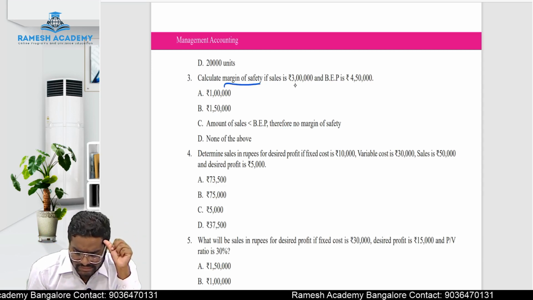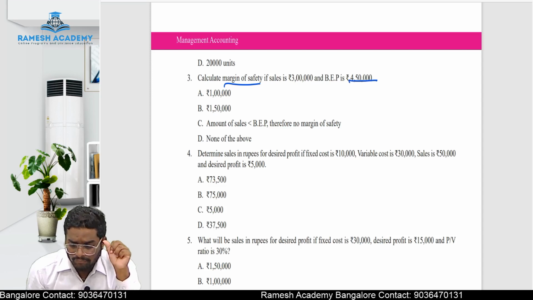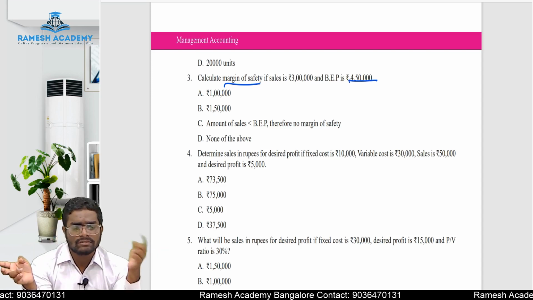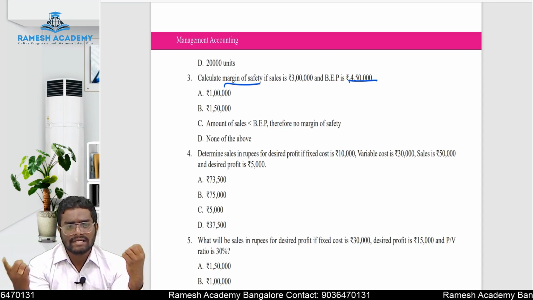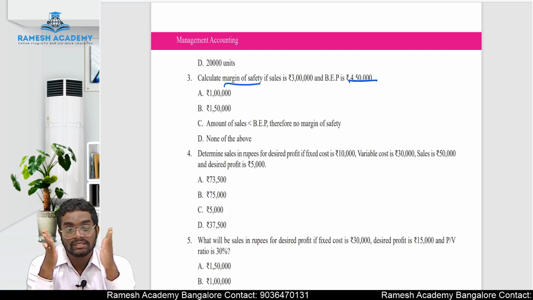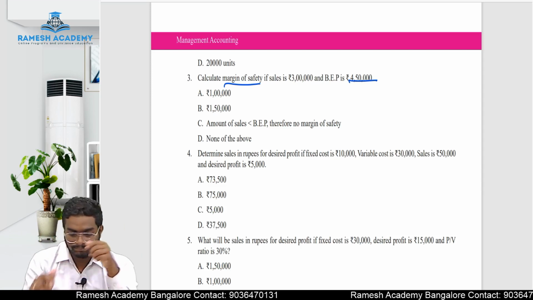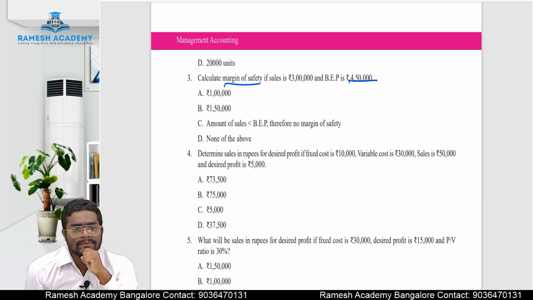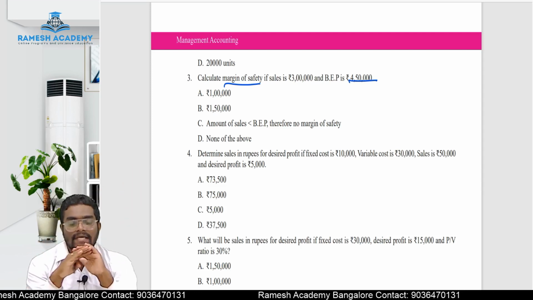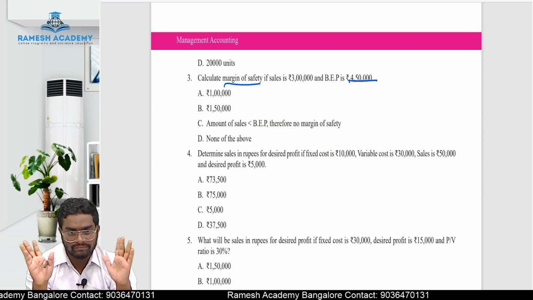They have given sales as 3 lakh and BEP as 4,50,000. So they are telling that total sales is divided into two parts. One is margin of safety, one is break-even sales. Here the break-even sales is more than the actual sales, which means the company is having loss. So can we determine the margin of safety here? Since BEP sales is more than the actual sales, we cannot calculate the margin of safety here.